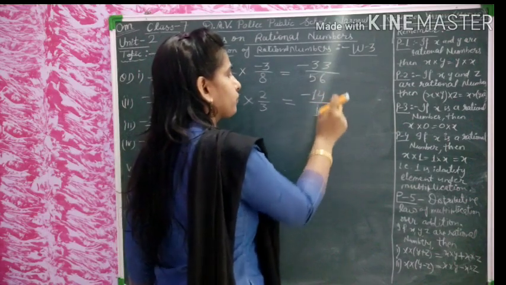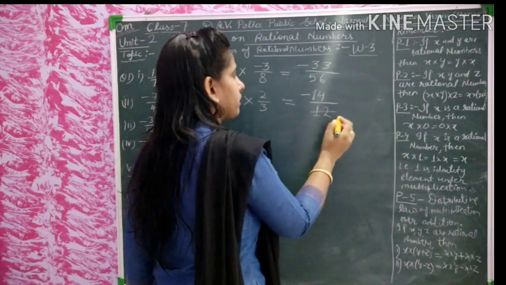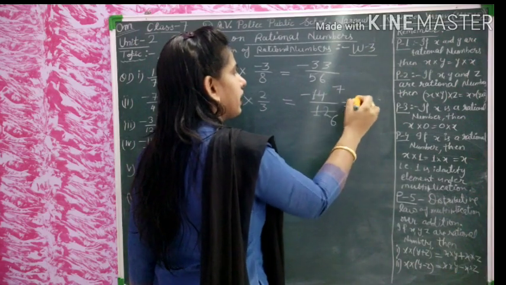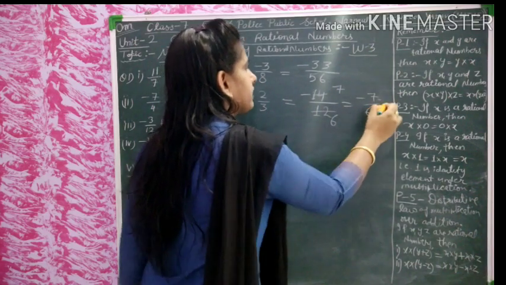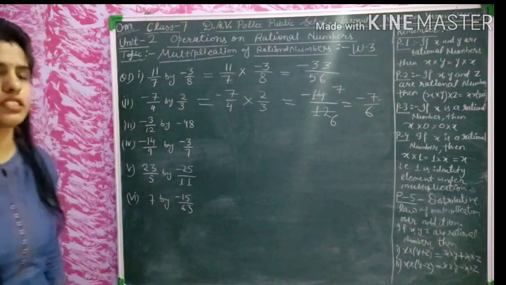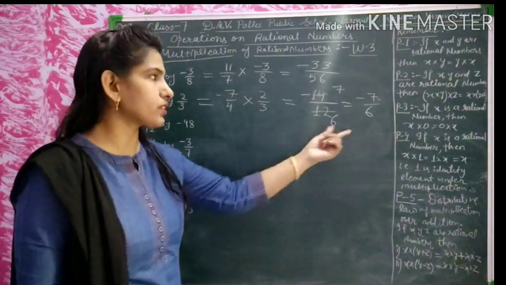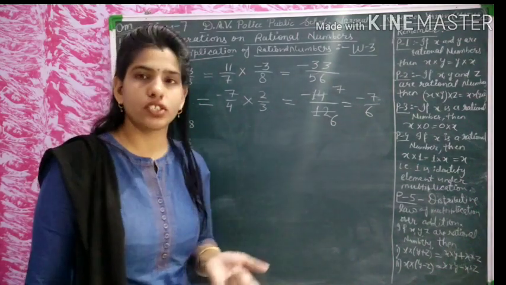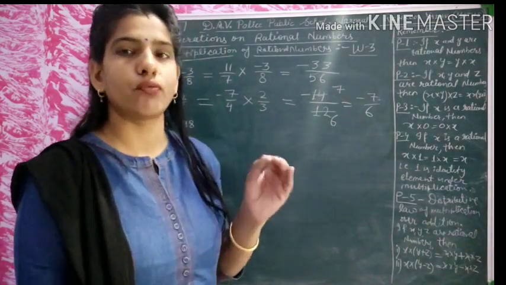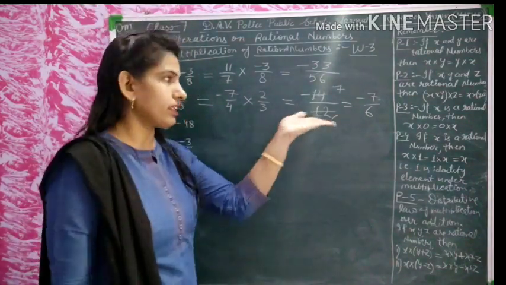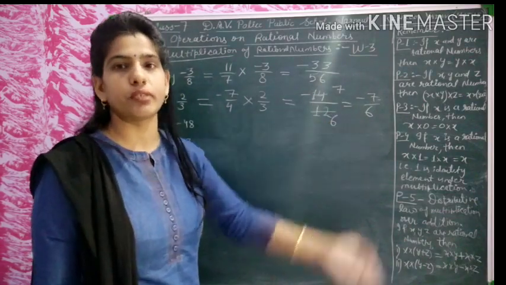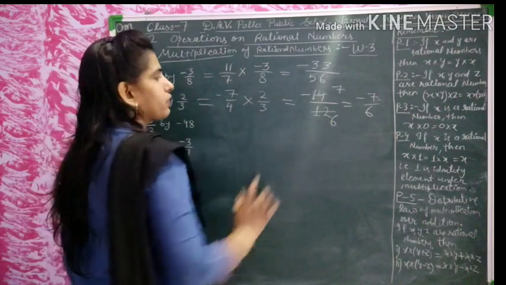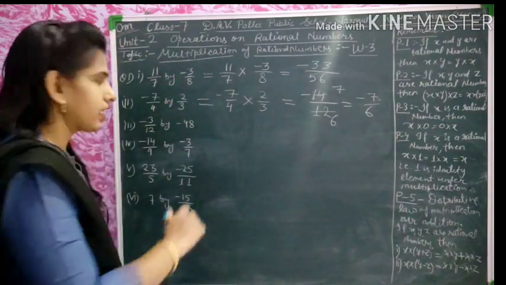In the table of 2, 14 and 12 come as numbers. 2 6s are 12 and 2 7s are 14. And here we get minus 7 by 6. So students, you are solving up to this step because the question asks that the standard form must be compulsory in the answer. So you should convert it into the standard form.